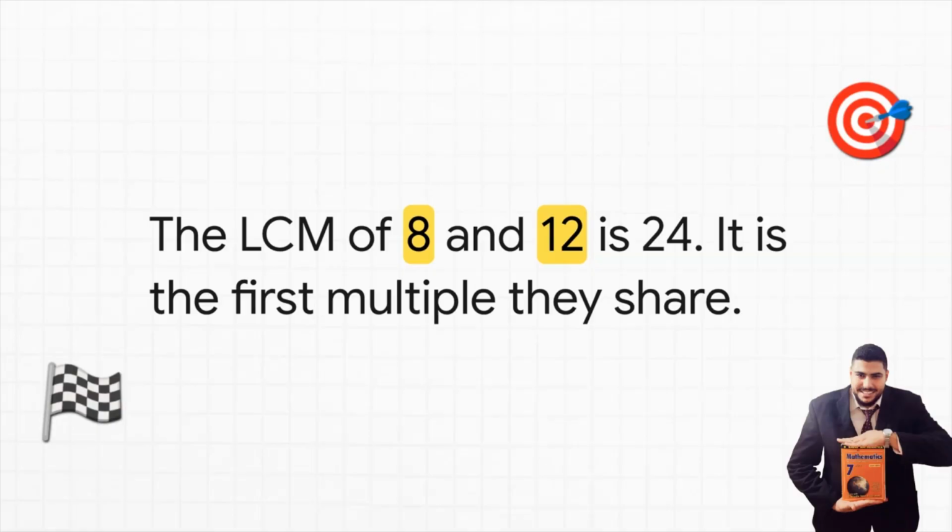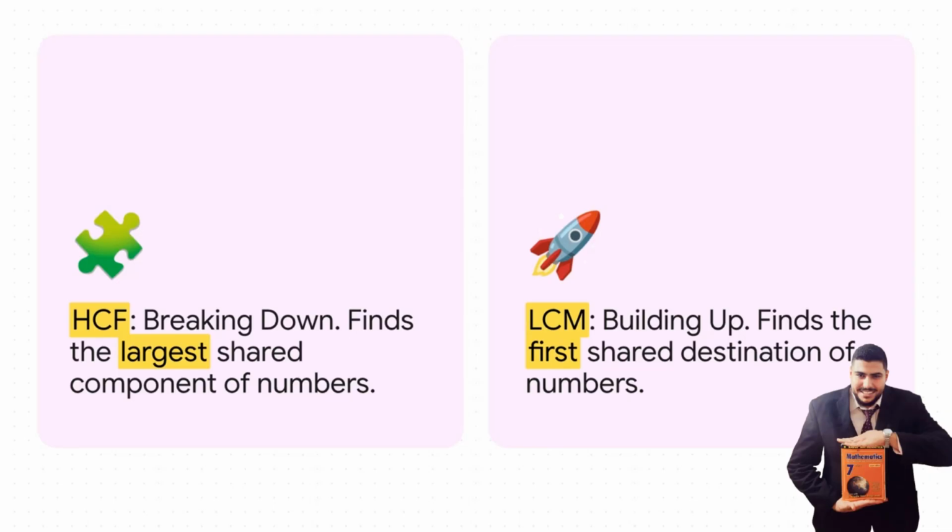That's our LCM. So this is the key difference, right? It's a great way to think about it. HCF is all about breaking down numbers to find their biggest shared piece, and LCM is all about building up with numbers to find their first shared destination. They're really just two sides of the same coin.